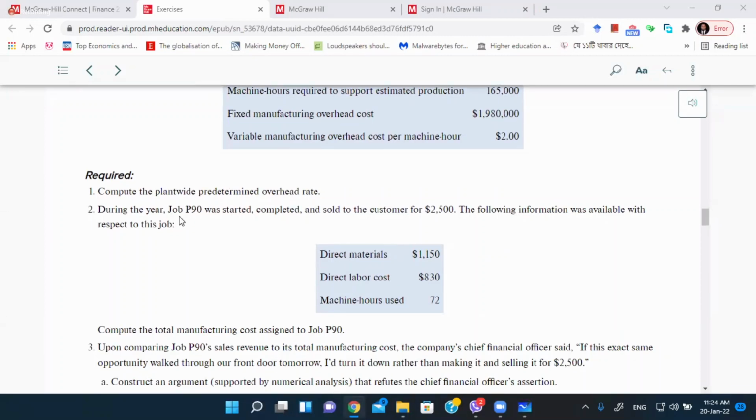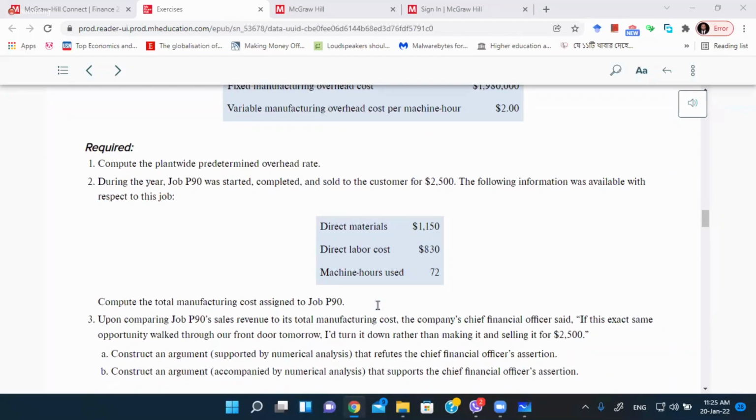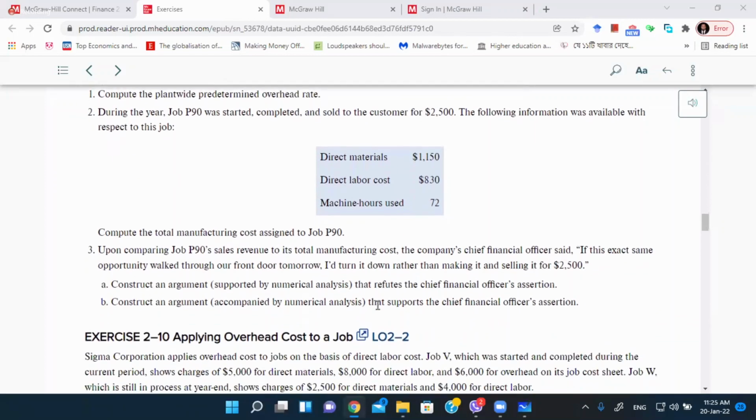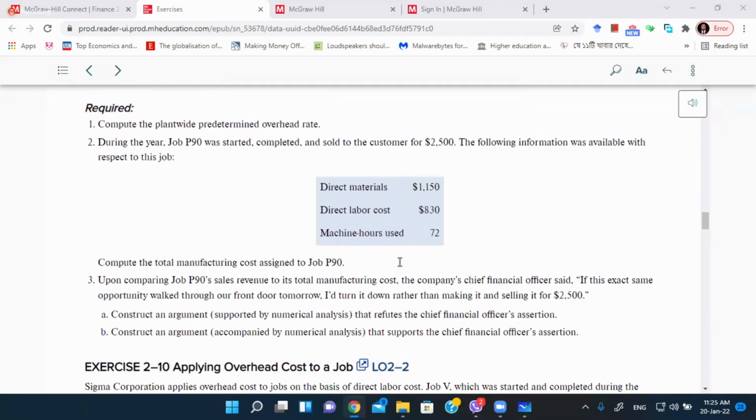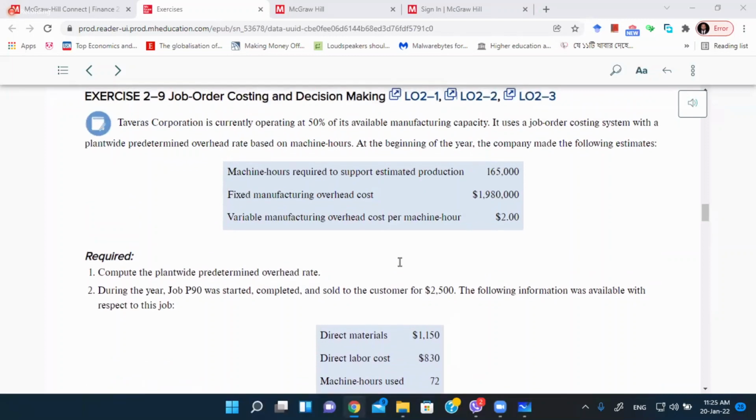Then during the year, job P90 was started, completed, and sold to the customer for 2,500. The following information was available with respect to the job. This is some information for the computation of manufacturing cost. And there is an issue raised by the chief financial officer, but we'll look at the issue after solving the first two requirements.